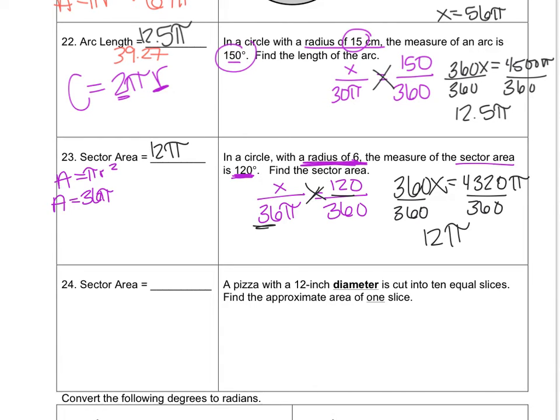If you wanted it as rounded, you would type that in your calculator, press enter, and since it comes out to 37.699, you would round that up to 37.70.